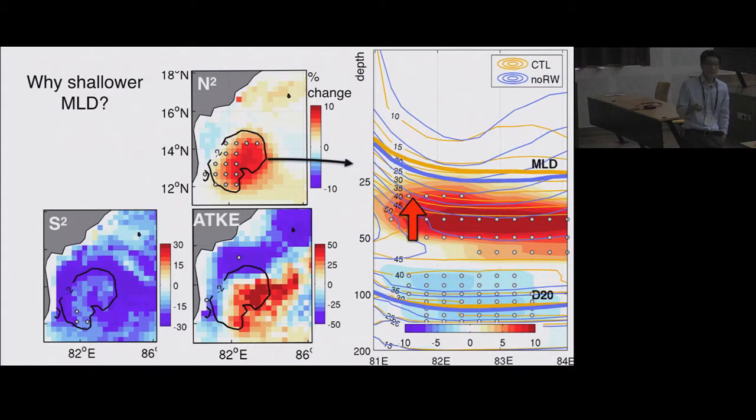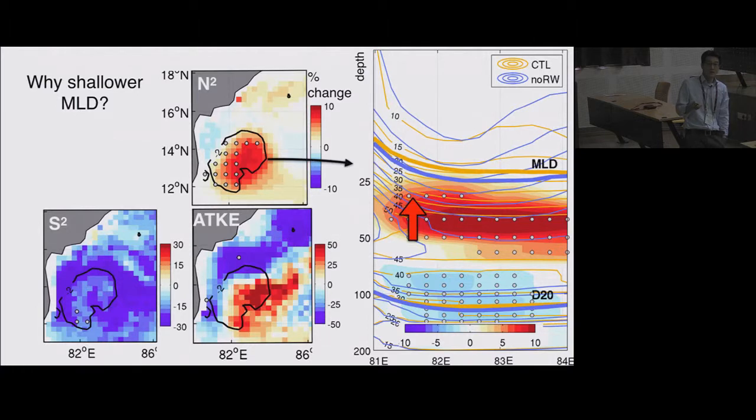And then I also look at the shear squared. So this is the vertical shear of the horizontal current, and generally it's all reduced. This is also consistent with the mixed layer depth shoaling. But in the area where we saw the mixed layer depth is more shoaled, within this black contour, you can see that generally there is less reduced vertical shear.